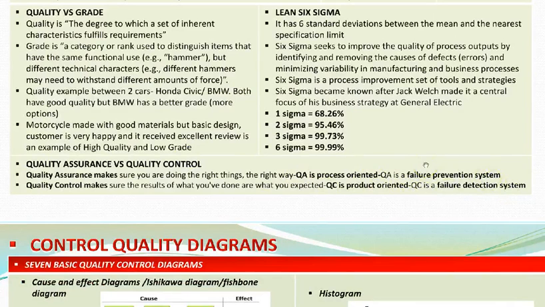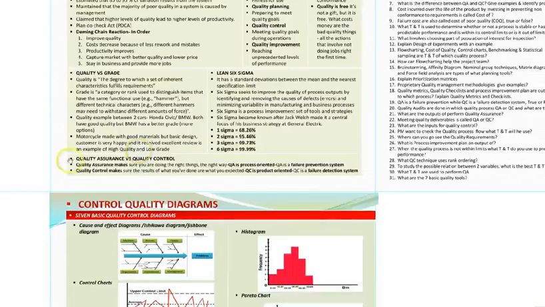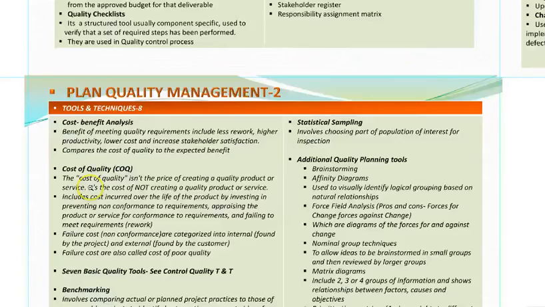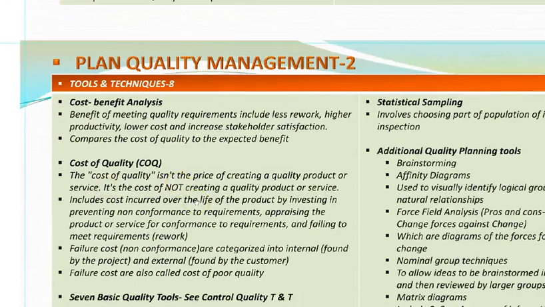Cost incurred over the life of the product by investing in preventing non-conformance to requirements is called cost of what? Now again, over here it is called cost of quality. That's your answer. Failure costs are also called cost of poor quality. Is that true or is it false? And again, you have another one over here that says failure cost is also called cost of poor quality, and that is true.